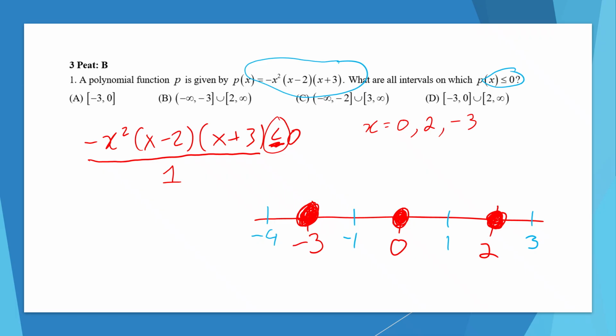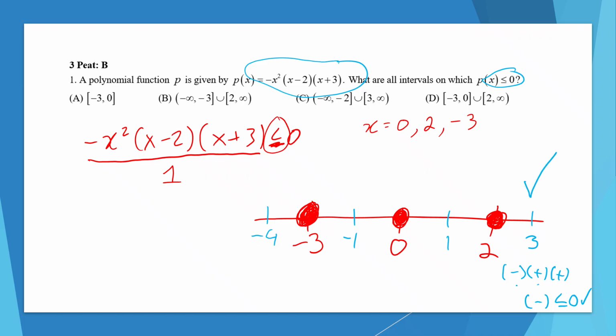So for this one here, let's start with 3, right? Negative 3 squared is negative 9. That's a negative number. 3 minus 2 is 1. That's positive. And then 3 plus 3 is 6. That is also positive. A positive times a negative will give us a negative number, which is less than 0. That's a good thing, so we're going to represent this area with a check mark.